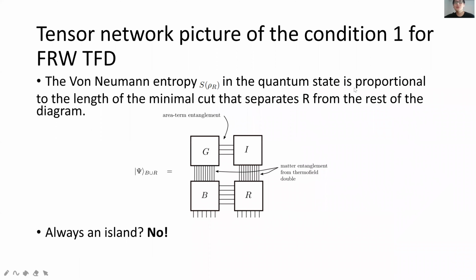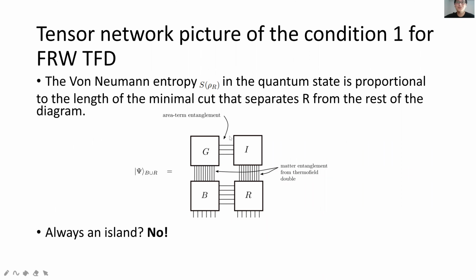And there is a simple reason why condition 1 will tell you that this kind of thermofield double will also have an island. I'm just presenting to you the simple toy tensor network picture again, but it's really the same thing as the black hole case, because in this situation, the entropy comes from different things. First of all, the matter entropy now comes from the thermofield double state we choose, and the area term changes because we have the scale factor, not because it evaporates.